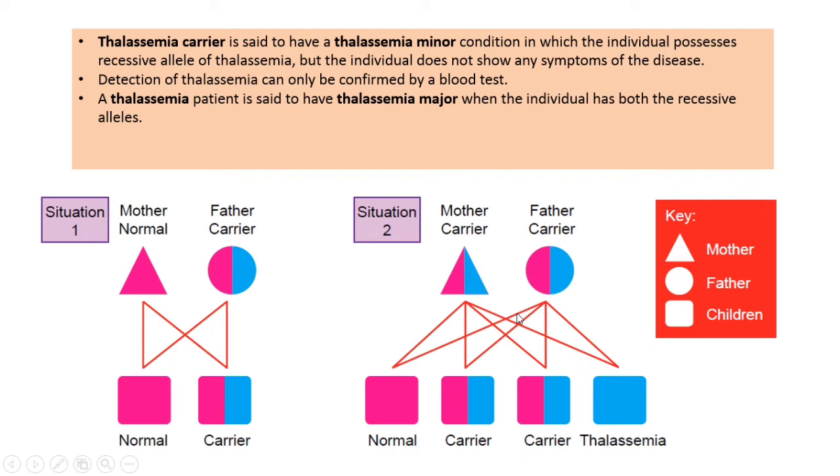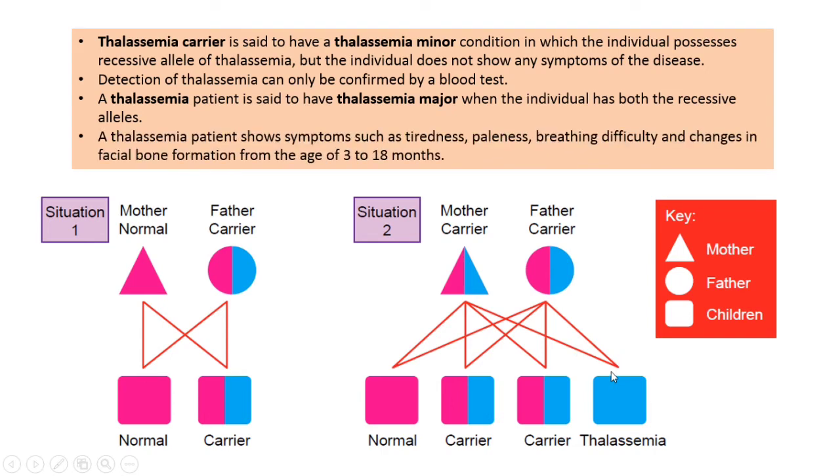So thalassemia is obtained when the child receives both recessive alleles from the father and mother. A thalassemia patient shows symptoms such as tiredness, paleness, breathing difficulty and changes in facial bone formation from age 3 to 18 months. Only thalassemia patients will get symptoms. Carriers have no symptoms.